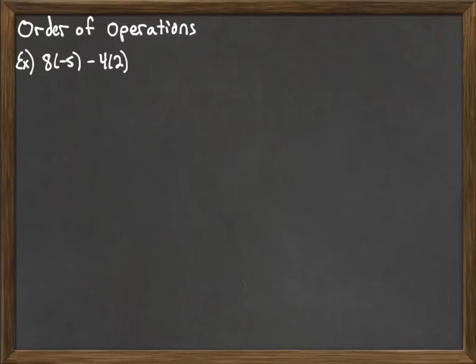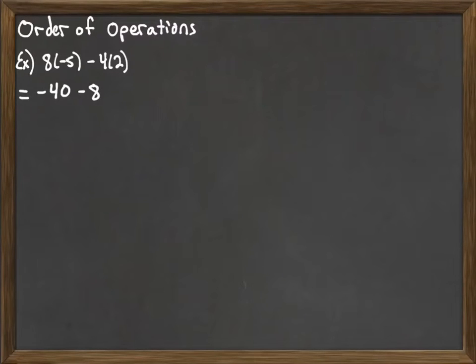So remember, we have to do multiplication before we can do addition. So in this problem we have 8 times negative 5 minus 4 times 2. So we have to multiply the 8 and the negative 5, which will be negative 40. The 4 times 2 will be positive 8. And then we're subtracting here.